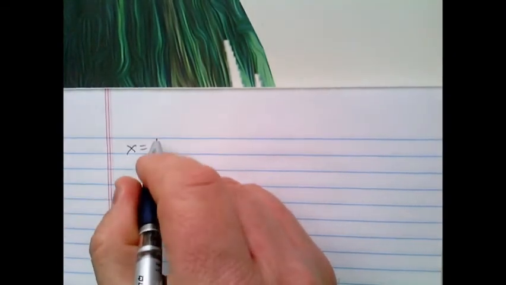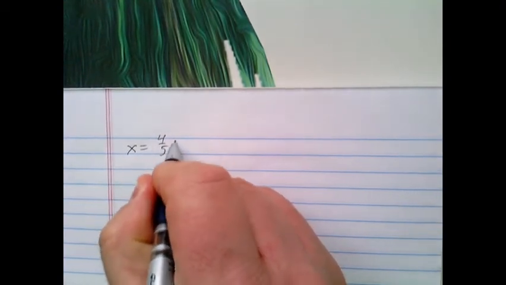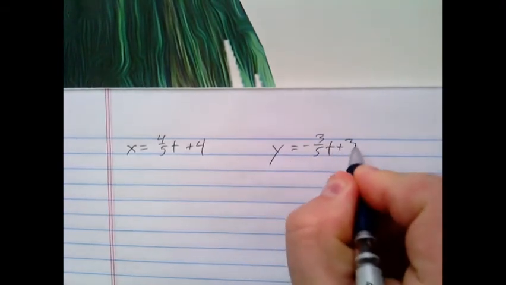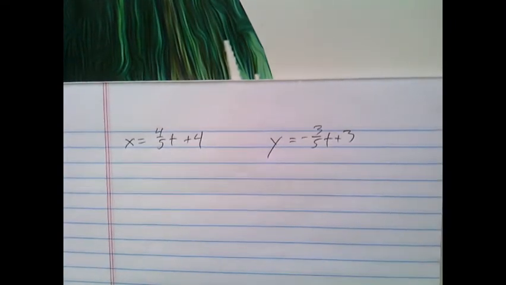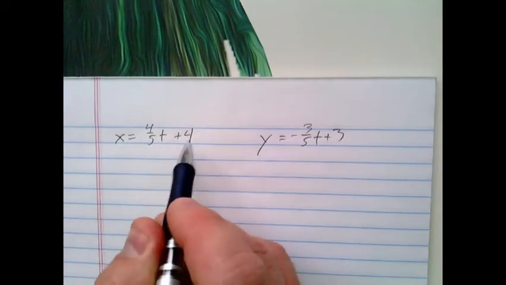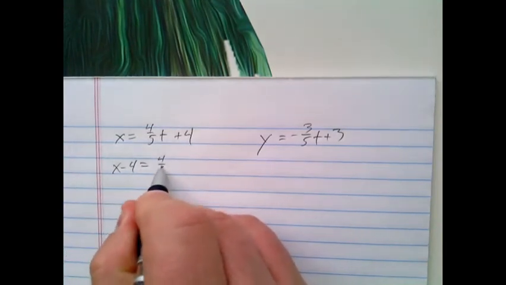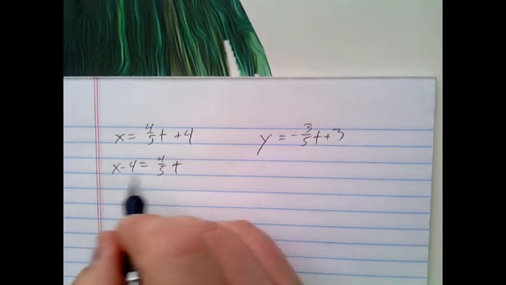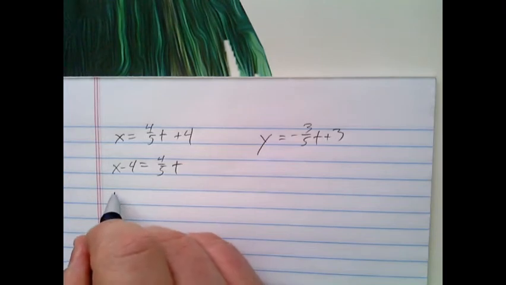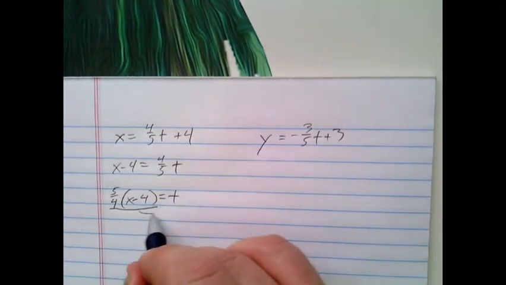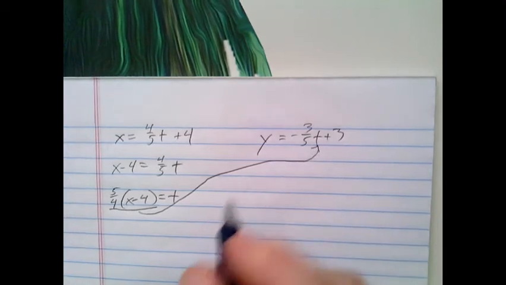So let's start with this one here. x equals 4/5 t plus 4. And I'll jot down that y was negative 3/5 t plus 3. All right, if I want to solve this for t, I need to move the 4 over here. So x minus 4 equals 4/5 t. And I need to multiply by the reciprocal of 4/5. So that would be 5/4 times (x minus 4) equals t. And now I know what to plug in up here for t.